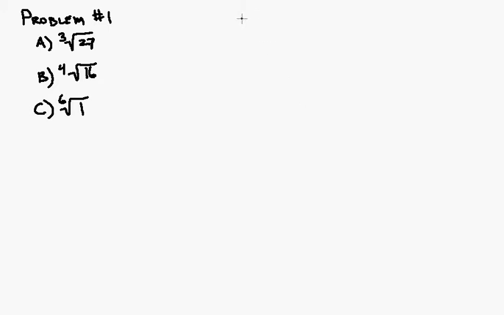Problem number 1, A, asks for the cube root of 27. So they're asking you what number could you use as a factor 3 times, that's where the index comes in. What number could you multiply or use as a factor 3 times that would equal 27? Well, the answer would be 3, because 3 times 3 times 3 equals 27.